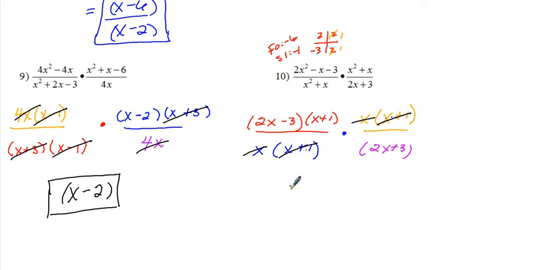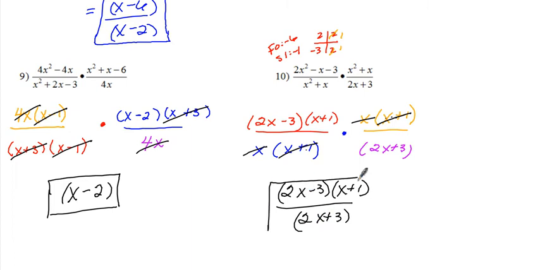So my most simplified version of this is 2x minus 3 on the top, x plus 1 on the top, and 2x plus 3 on the bottom. Do not cancel these 2's, don't cancel these 3's. Treat these factors as their own entity. Unless they match, you can't cancel them. So that was simplifying a multiplication problem. And again, rational, think fractional. So we've got fractions here. These rational expressions are fractions of polynomials.